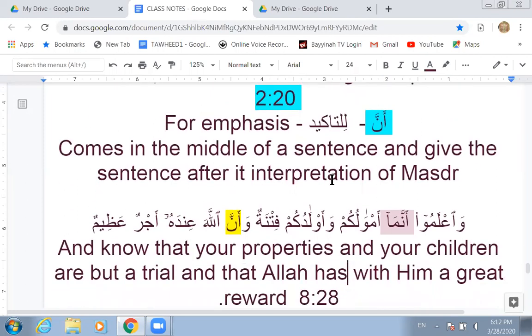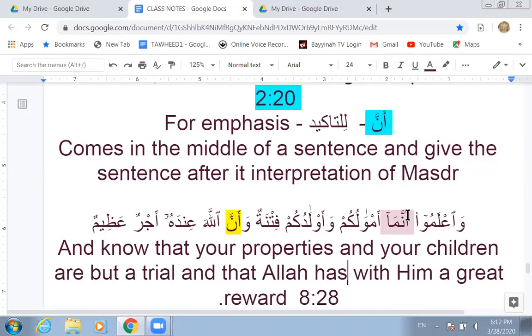Example: wa'alamu annama amwalukum wa awladukum fitnatun wa anna Allaha indahu ajrun azim. We will discuss this later on, but first just look at the second part of the ayah: wa anna Allaha indahu ajrun azim. Anna is now coming in the middle of the sentence. The lafzi Allah is the ism for it, and ajrun azimun is the mawsuf and sifa, and that becomes the khabar for anna.